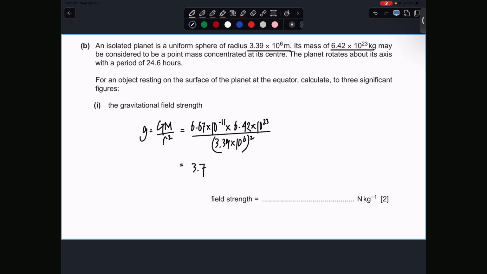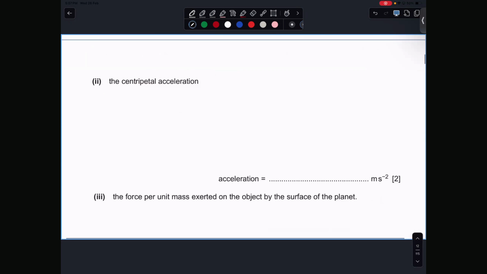3.73. All of the information is given to 3 significant figures, so we'll keep it to 3 significant figures. তারপর বলছে centripetal acceleration বের করতে হবে. How do you find centripetal acceleration? Yeah, a equals omega square R.